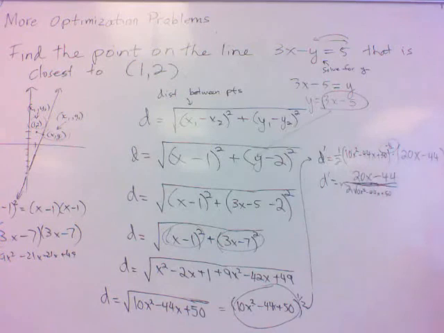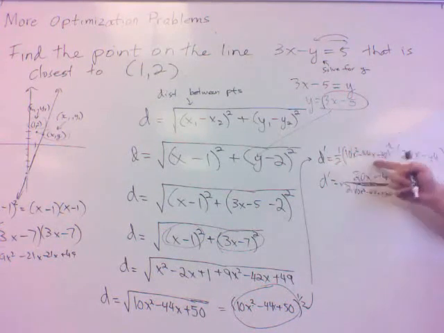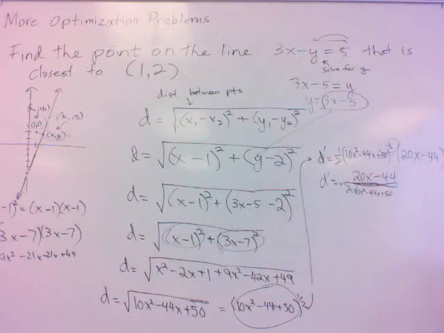Actually, I guess I could cancel those 2's out, but you with me that I can rewrite this derivative this way? I can just rewrite it as 20x minus 44 on top, and then 2 over the square root, that'll all go on the bottom. All right, so where do the critical numbers occur? The critical numbers occur when that equals 0.